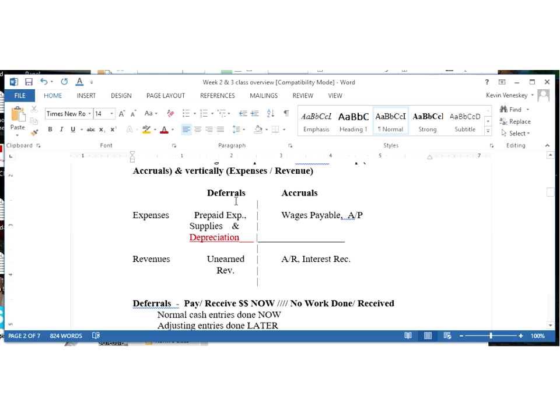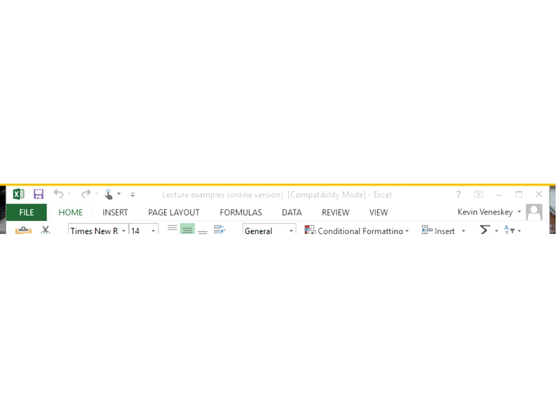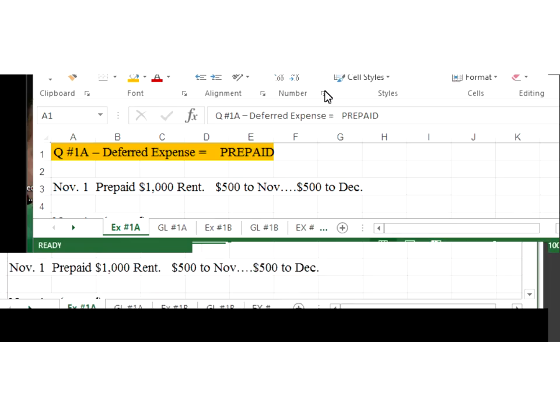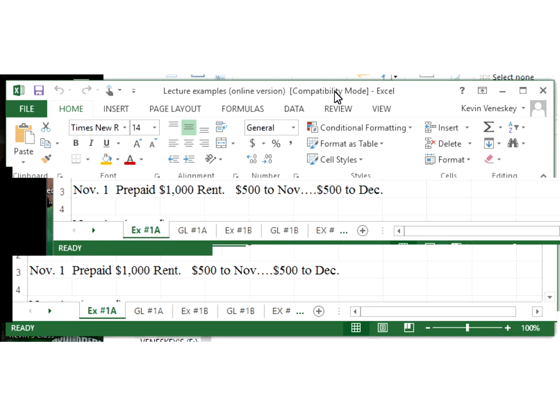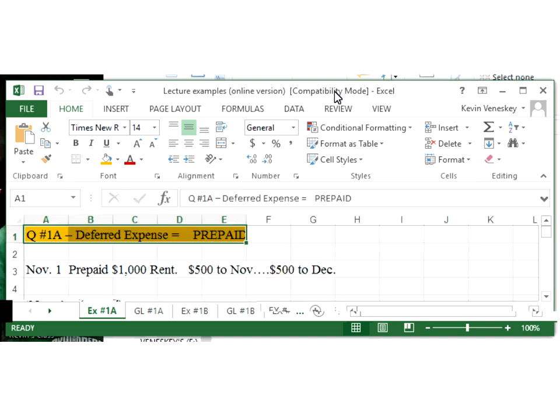So I'm going to kind of refer back to this as we go through some examples. But the first examples we're going to look at are the deferred expenses. So let's look at the prepaid expense, a deferred expense and prepaid. So I'm going to pull up my second document to look at a couple of these examples. Okay. So my first example here of a deferred expense, a prepaid account.